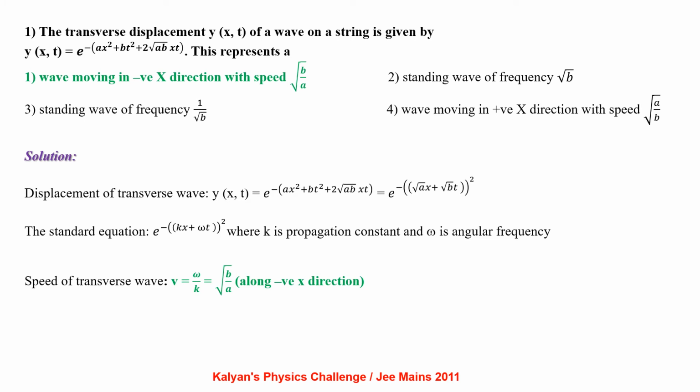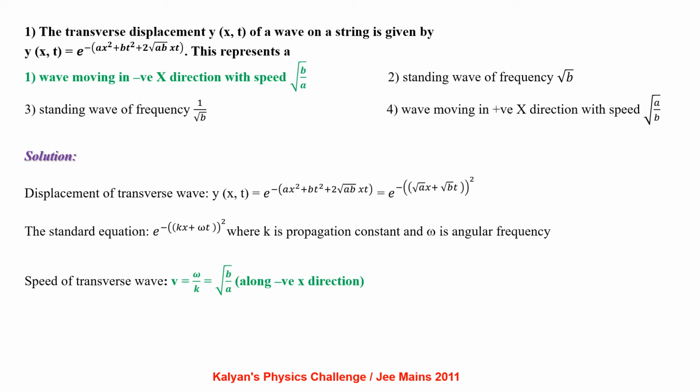The transverse displacement y(x, t) of a wave on a string is given by y(x, t) equal to e power minus of (a x square plus b t square plus 2 root ab xt). This represents, let us see the given equation, which can be written in the form of e power minus of (root a x plus root b t) whole square by applying the formula (a plus b) whole square.